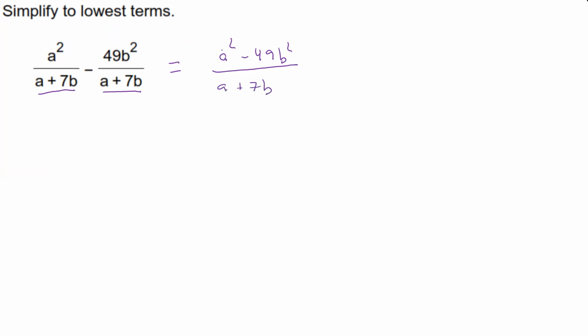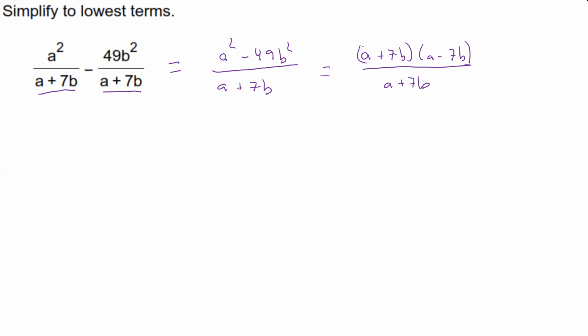All right, so if we look at this, a squared is a perfect square, 49 is a perfect square, and b squared is a perfect square. So what we're going to do is a difference of squares. So that's going to give us a plus 7b and a minus 7b all over a plus 7b. We just basically took the square root of each and did a plus and a minus.